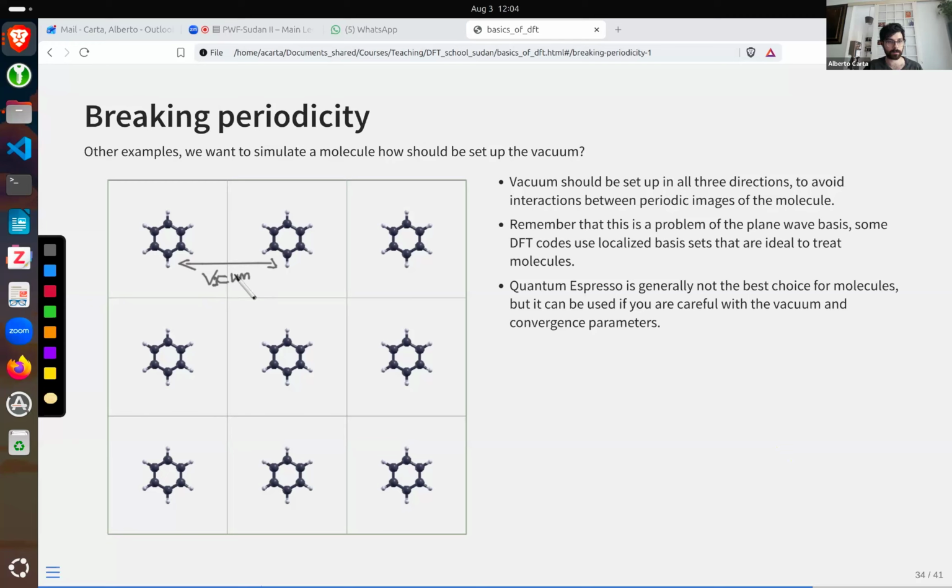This generally makes Quantum ESPRESSO not the best choice for molecules. It is good for anything that is periodic in at least one direction: slabs, 2D materials, 3D materials. Quantum ESPRESSO is going to be extremely good for these purposes. You can also use it for some molecular systems, but the price you have to pay is that you need to set up a lot of vacuum, so you waste some computational time dealing with this vacuum.